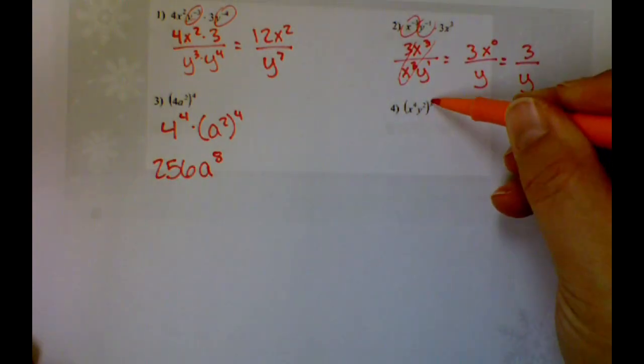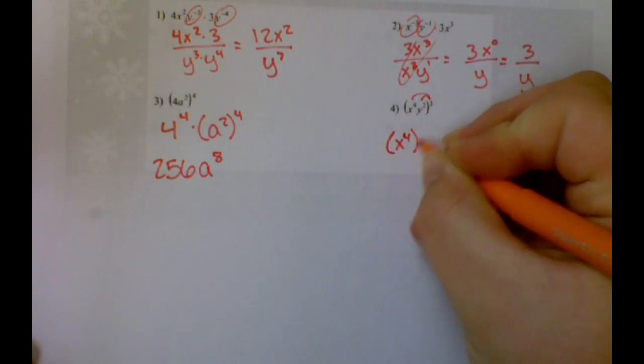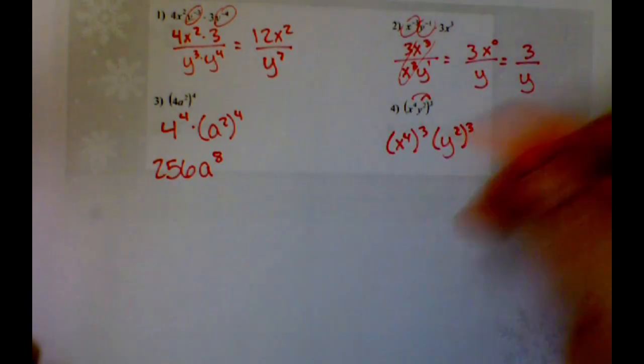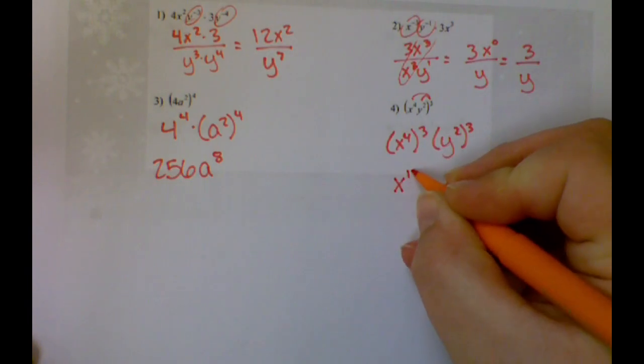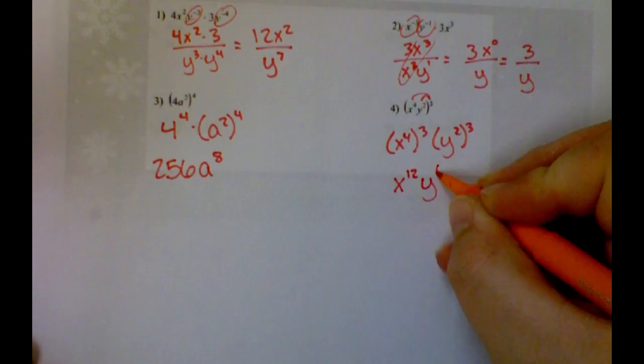Next up, I can distribute my power of 3. So I have x to the 4th power cubed times y squared cubed. Well, x to the 4th power cubed, power to a power, I multiply my exponents, making it x to the 12th power. Power to a power makes it y to the 6th power.